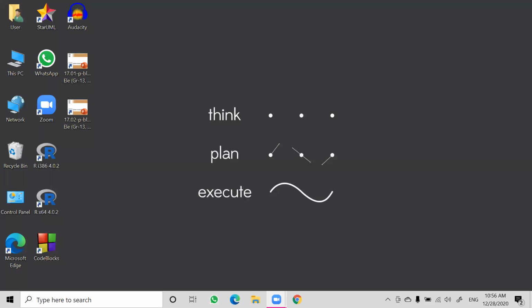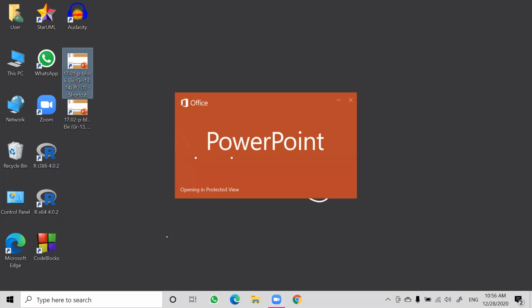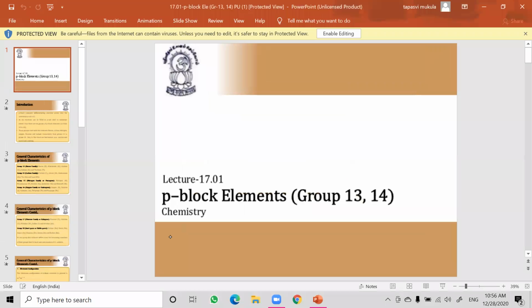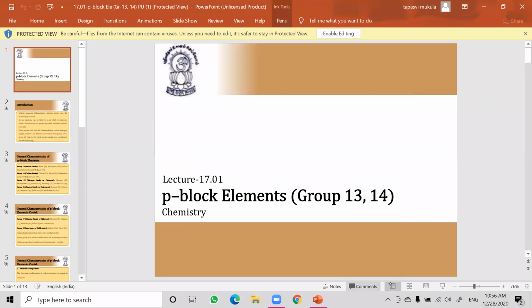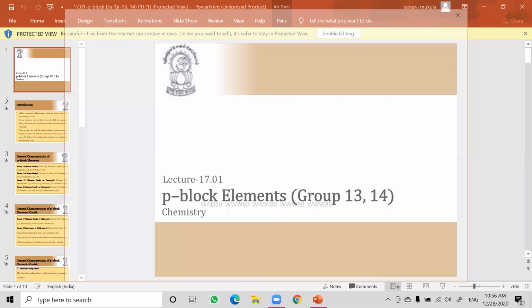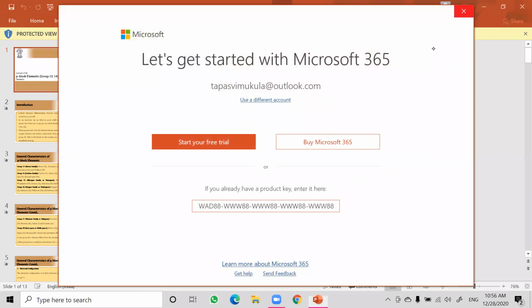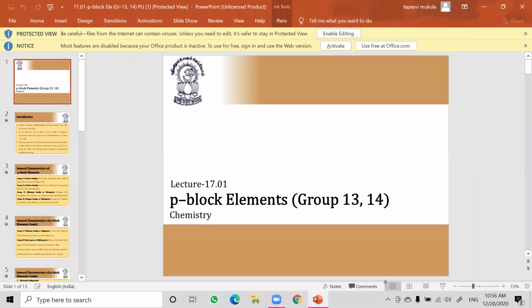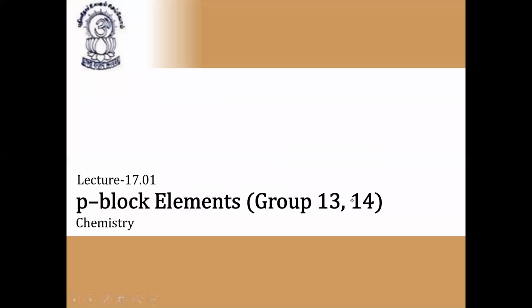In the previous lectures, we have completed S block elements. Now, in this lecture, we are going to start a new topic, that is P block elements. S block elements we have discussed in the previous lecture. Now we are going to start P block elements, which is very important. In P block elements, we have the following groups. Let us start now.